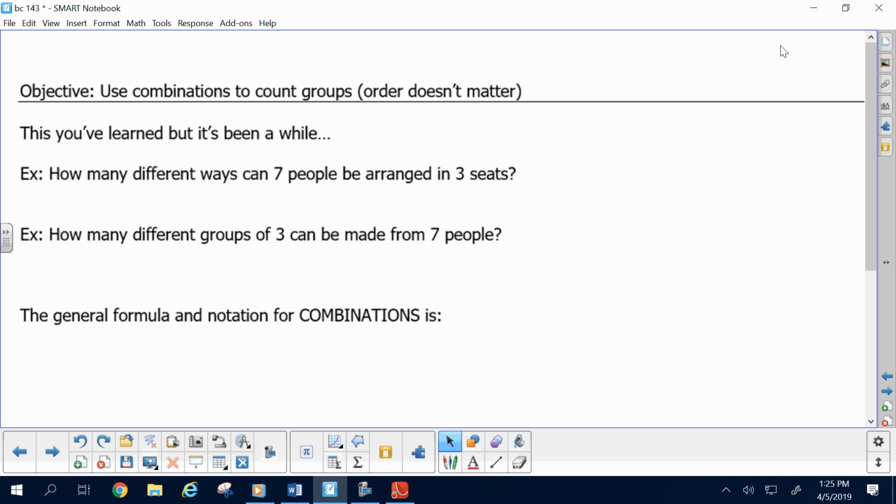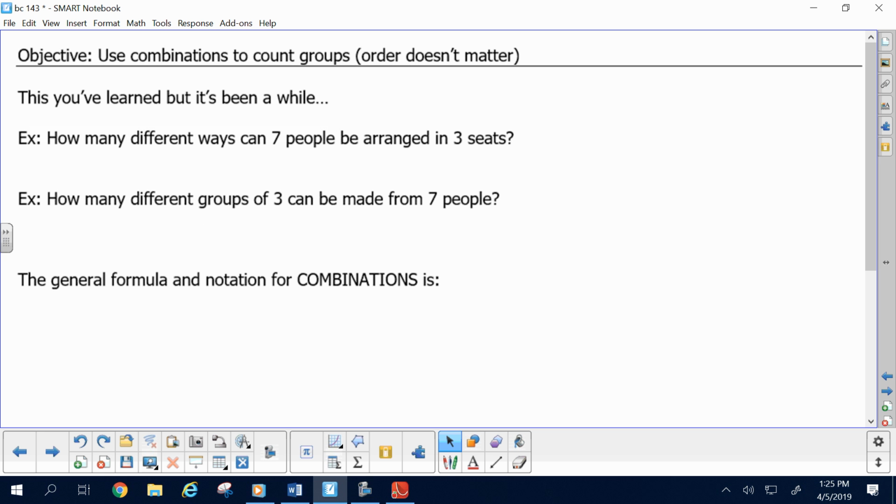I debated whether to include this part of the lesson because I could probably get to the calculus without it, but I feel like big picture for your math education, it might be good to go over a little bit of combinatorics, all right? So just to remind you of things you learned way back. If I said, how many ways can 7 people be arranged in 3 seats? How would you find it? 7 times 6 times 5.